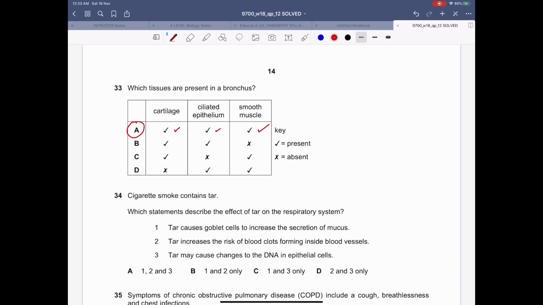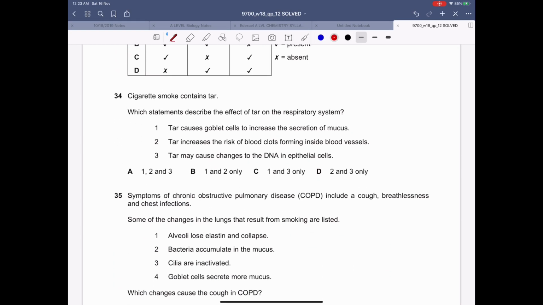This was a relatively easy one. Cigarette smoke contains tar. Which statement describes the effect of tar on the respiratory system? Number 1. Tar causes goblet cells to increase the secretion of mucus. Okay, it does. Tar increases the risk of blood clots forming inside blood vessels. Well, technically it's not inside the body. Tar may cause changes to DNA in epithelial cells. Yes, it can. Okay, so options 1 and 3.